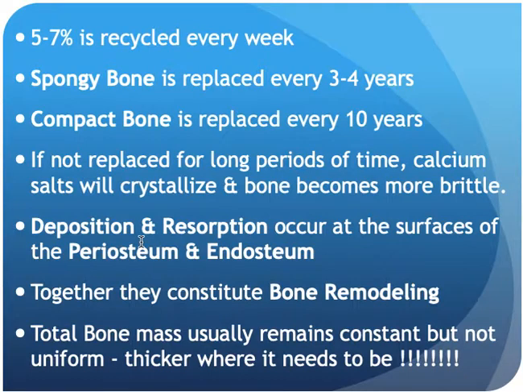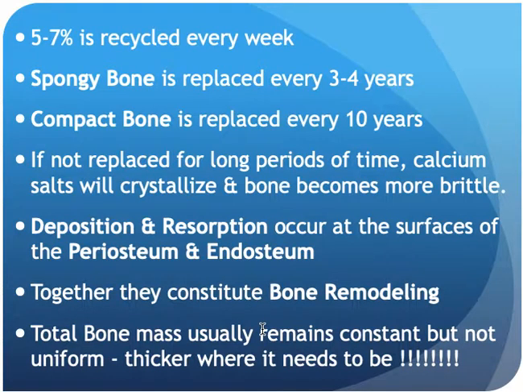So if not replaced for long periods of time, and this is why this is important, those calcium salts are going to crystallize and your bones are going to become more brittle. Okay, so deposition and resorption occur at the surfaces of the periosteum and the endosteum, which we already talked about, and together these constitute bone remodeling. So bone remodeling includes that deposition of new bone and that resorption of older bone. But again, a good multiple choice question is what's included in this remodeling, and most people forget about the resorption part and just think about the deposition part.